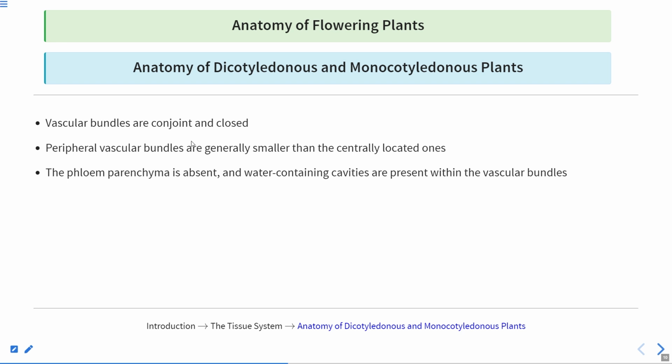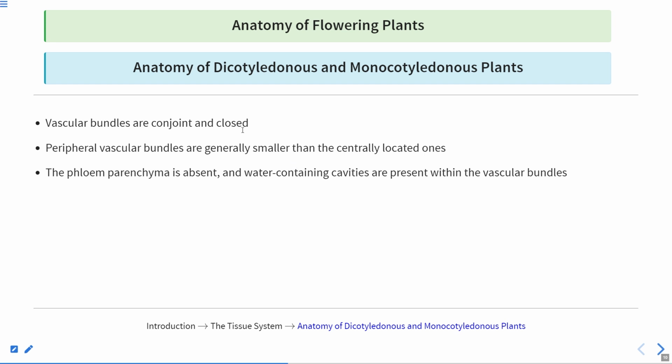Vascular bundles are conjoined and closed. If you see one single vascular bundle in the case of monocotyledonous stem, then the vascular bundles are conjoined, meaning xylem and phloem are compacted together in the form of a vascular bundle, but they are closed type. Closed type means no presence of cambium.